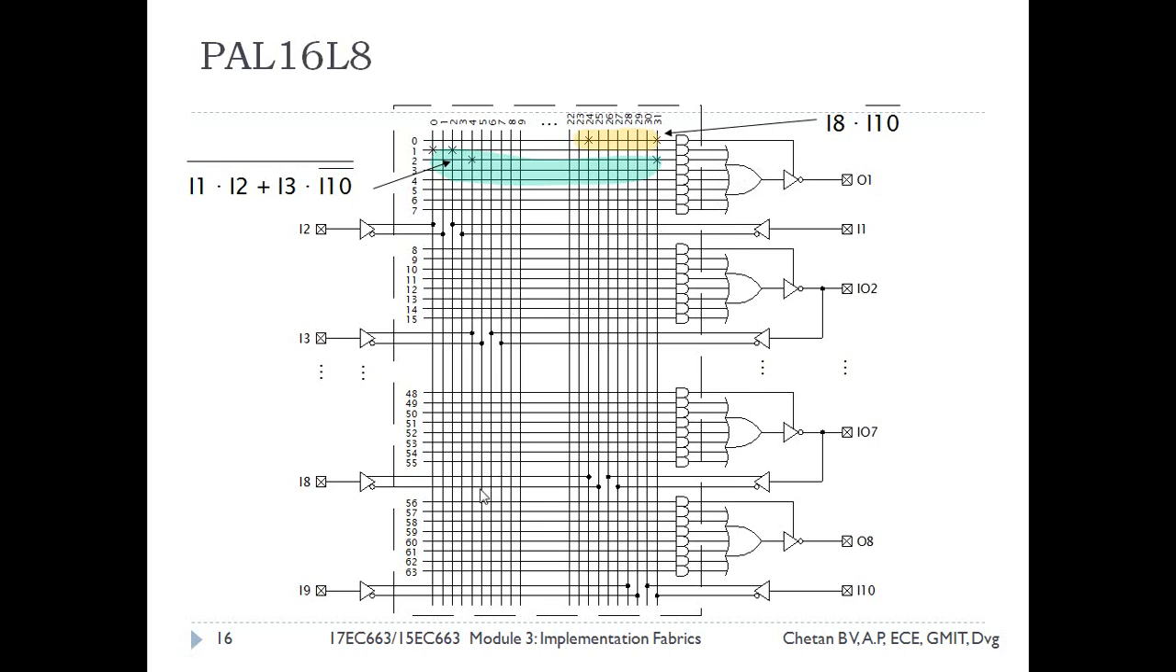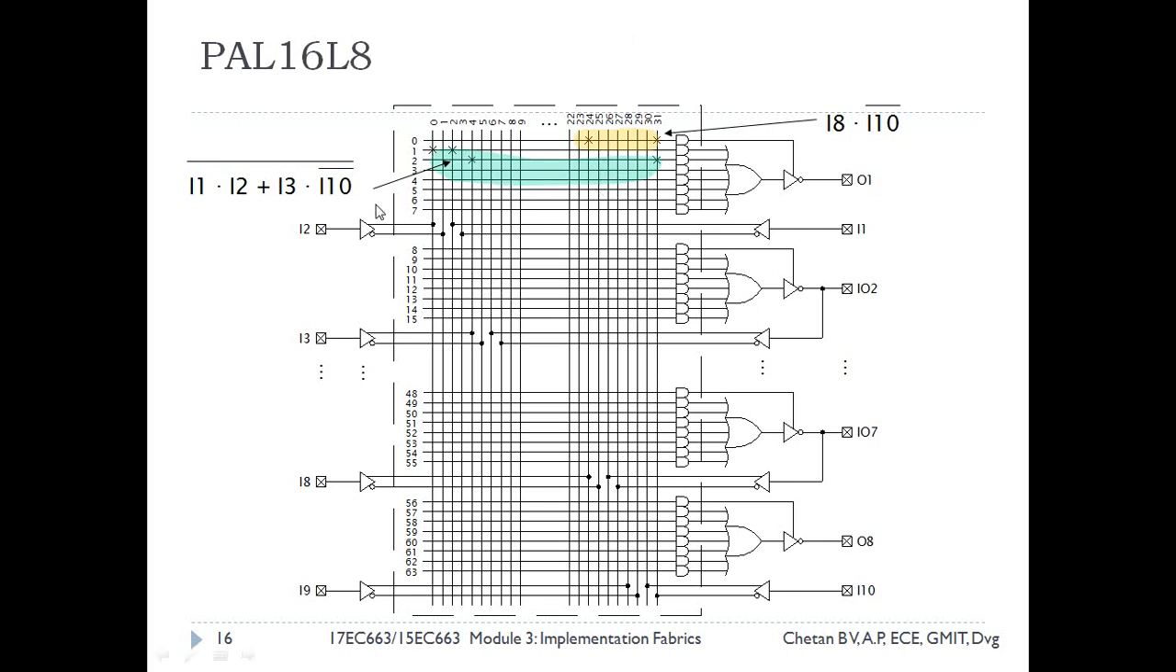In the unprogrammed state, there will be something called fuses, which are represented by this X mark. These fuses will be present at each intersection of a vertical and horizontal line. Once this device is programmed using a special programming instrument, it will blow off some of the fuses according to the function to be implemented.